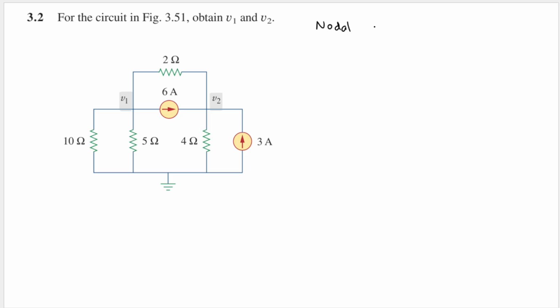The first one will be label the nodes and extract what information we can get from the circuit. We are already given that V1 is this node here, and V2 is this node here, and also we are given that this node is the reference node, or the ground. So this symbol is a reference node, sometimes called the ground node.